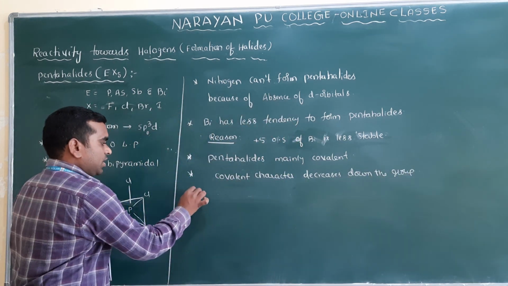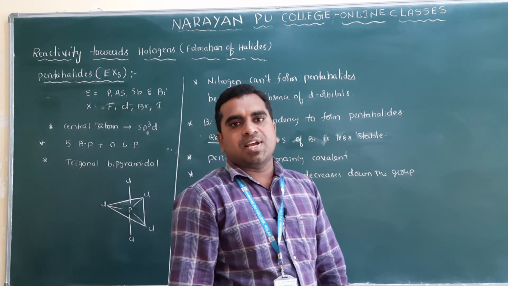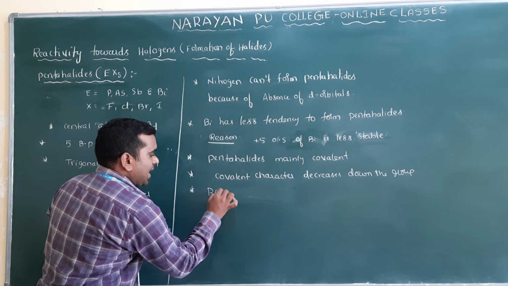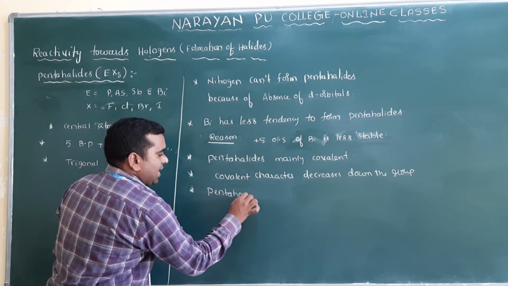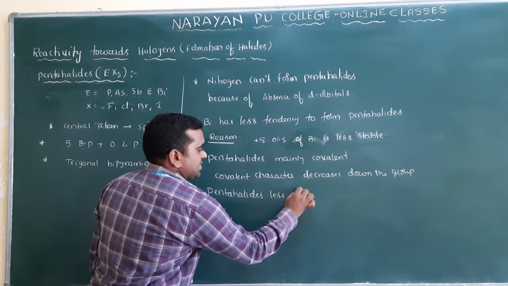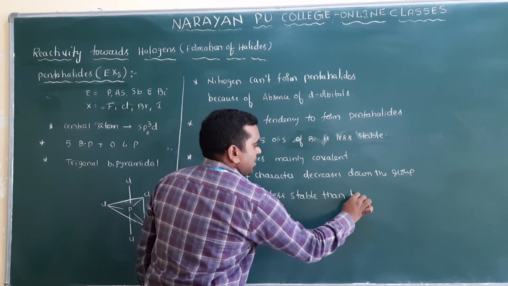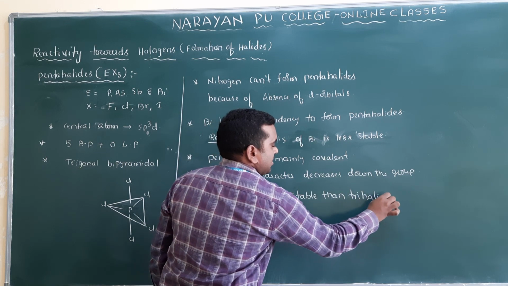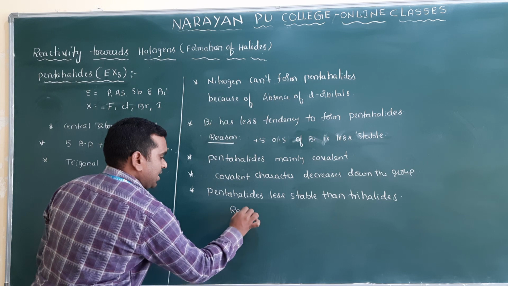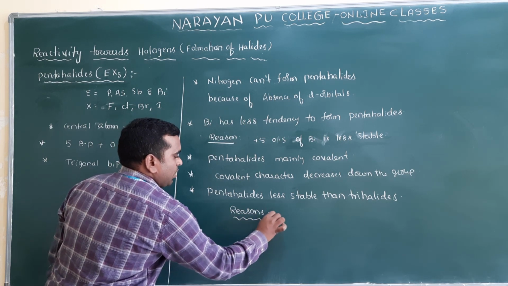Now the next one, very very important: pentahalides are less stable than the trihalides. It is important. Clear? What is the reason here? Pentahalides are less stable compared to the trihalides.